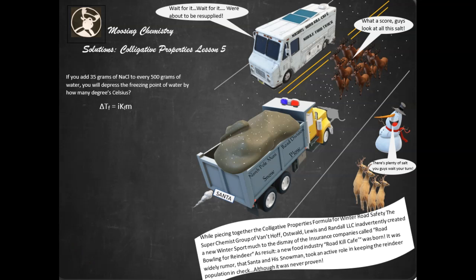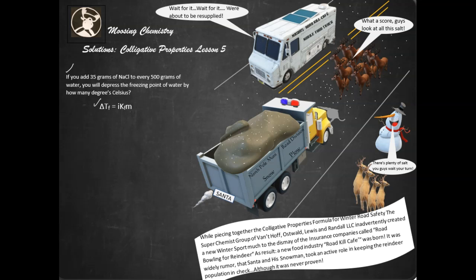Solutions, colligative properties, lesson 5. If you add 35 grams of NaCl to every 500 grams of water, you will depress the freezing point of water by how many degrees Celsius? Well, to do that, we have to use the formula delta TF equals i Kf m. But before we can do this formula, we have a few things we have to work on.